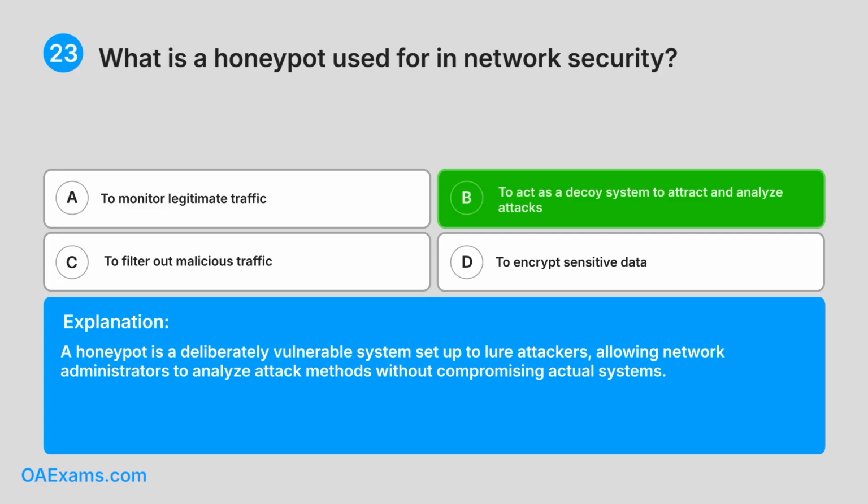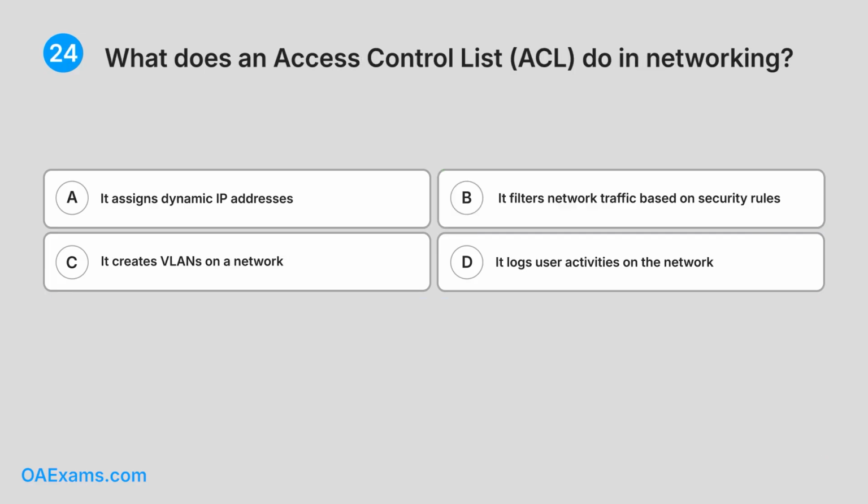without compromising actual systems. 24. What does an access control list, ACL, do in networking? A. It assigns dynamic IP addresses. B. It filters network traffic based on security rules. C. It creates VLANs on a network. D. It logs user activities on the network. Can you guess the answer?